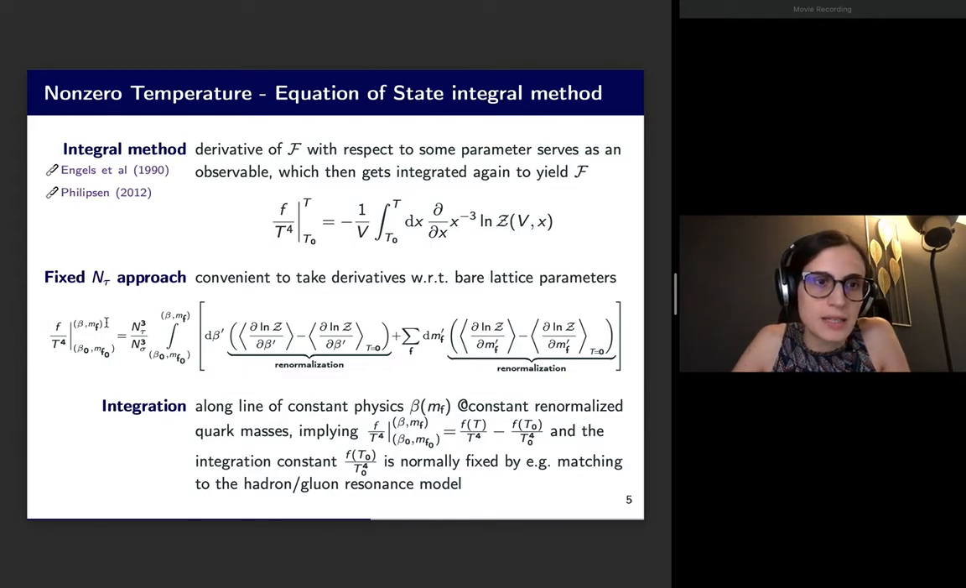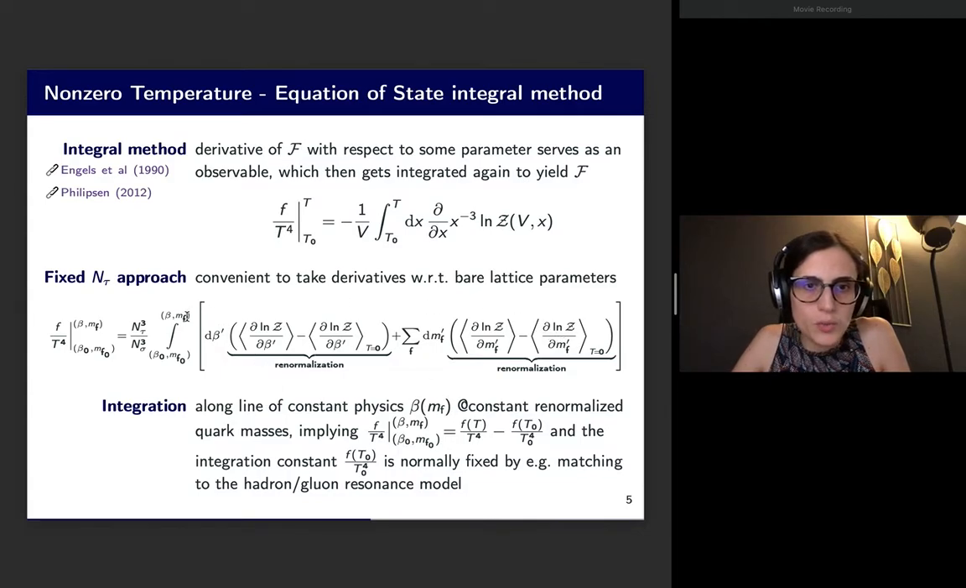So you can see the same expression as above, but this time instead of having T and T0, we have the pair of beta and bare quark masses, and the same pair at a reference value. Another comment I want to make on this expression for the free energy density, or some difference of free energy density, is that also some subtraction is included in both cases in order to ensure renormalization of the free energy and of the pressure such that they are zero at zero temperature.